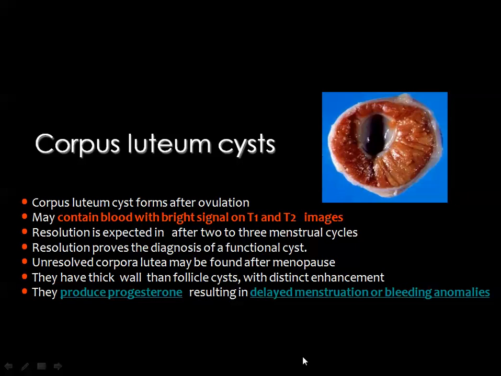And the corpus luteum cyst is the sequelae of ovulation, and this cyst usually represents the leading follicle after ovulation. It usually contains some blood, and that's why it will appear of bright signal in the T1 and T2 weighted images. This corpus luteum cyst may persist for 2 or 3 menstrual cycles, and this cyst may produce progesterone, resulting in delayed menstruation or bleeding abnormalities.